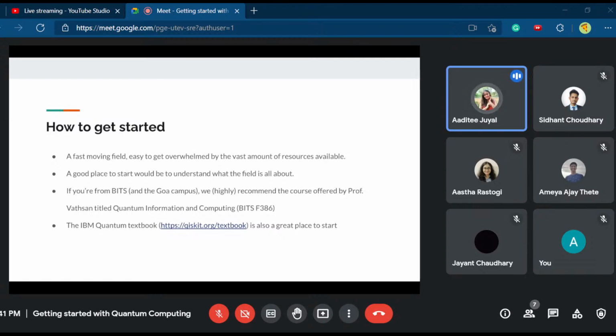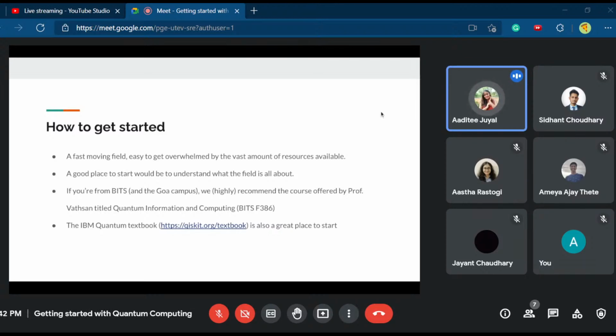In case you can't take up a course in college, the next best thing is IBM Quantum. They have their own textbook, courses, certifications, and the textbook starts with very basic preliminaries like linear algebra and probabilities, and then it goes up to cover a bunch of important and advanced topics, such as the one Ameya pointed out just now.